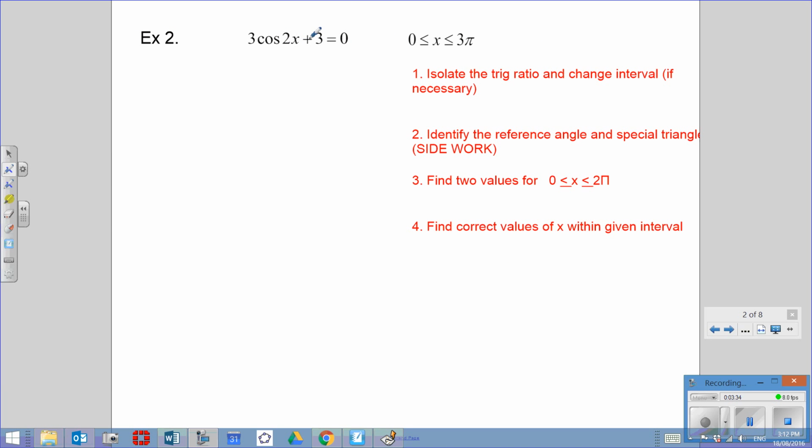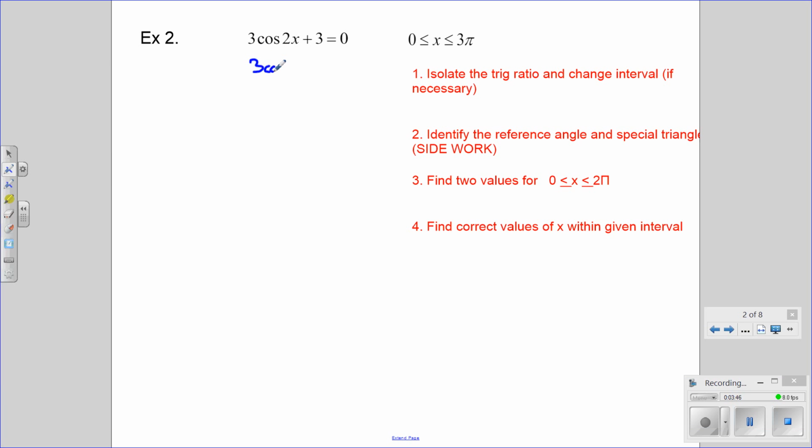So this second example gets a little bit more interesting. When I'm asked to isolate the trig ratio, it is not already isolated. So I do have to subtract 3, and I do have to divide by 3 as well. So if I just subtract 3, I'm looking at 3 cosine 2x is equal to -3. And then divide by this coefficient of 3, so cosine of 2x is equal to -1. So I have isolated my trig ratio.